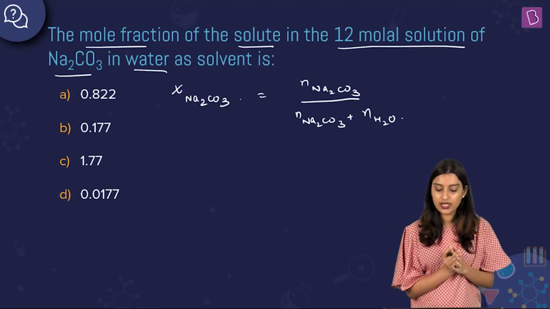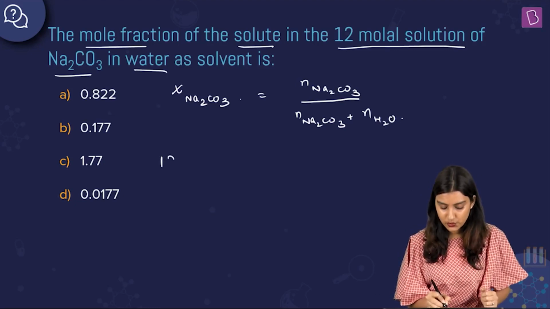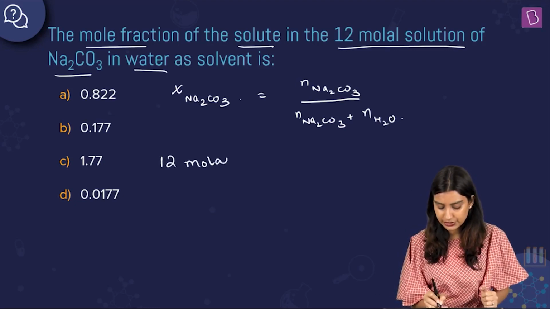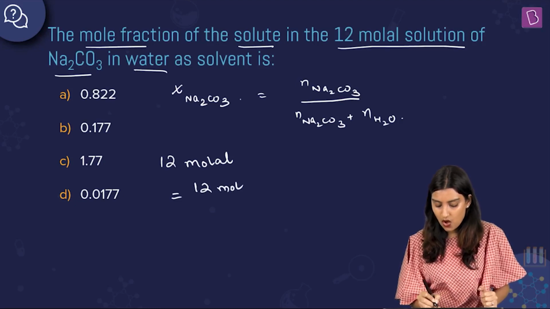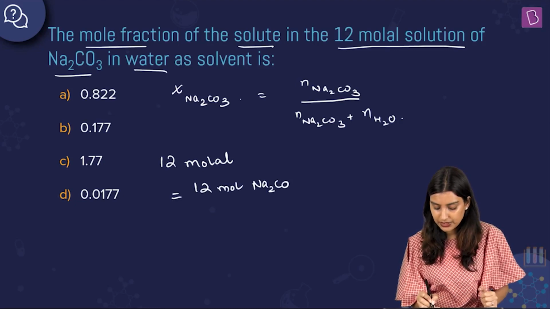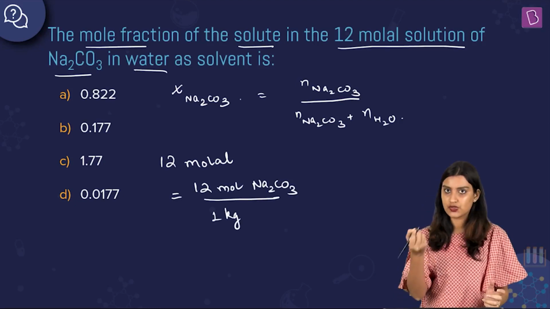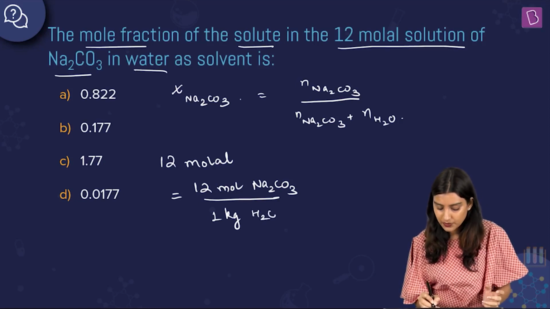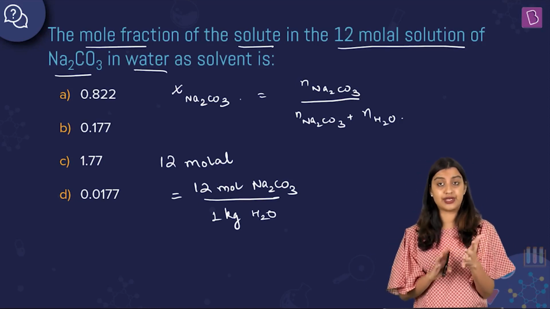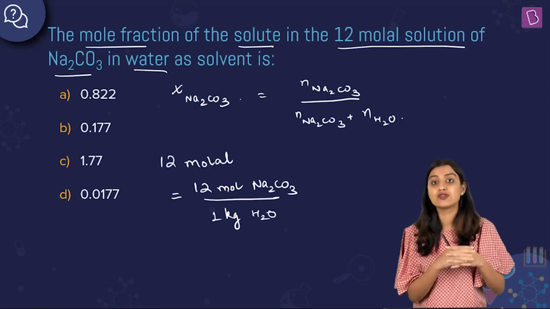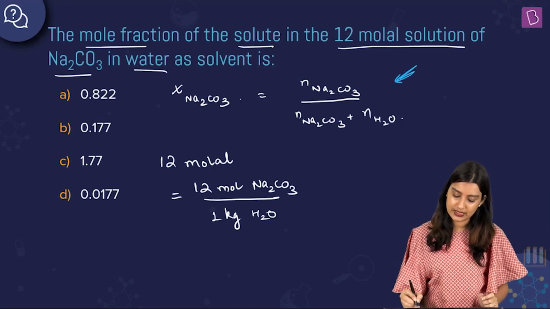Okay, and see, they're telling you that the given solution is of a 12 molar concentration. Okay, what does it mean? You have 12 moles of sodium carbonate in 1 kg of solvent. Your solvent is water. Okay, now you have 1 kg of water given to you, right? So in 1 kg, how many moles of water do you have? You can find that out, and directly we can get started onto this.